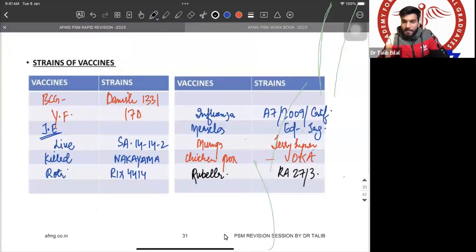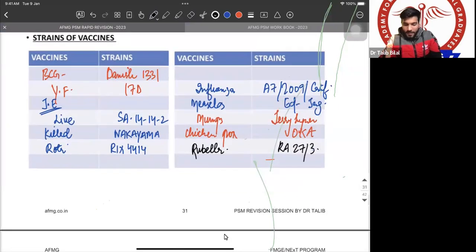Is that clear? In the notes it's also the same, exactly. I am the one who made that workbook, I am the one who will remember the things. The person is the same. Rubella. Is that okay? Clear?